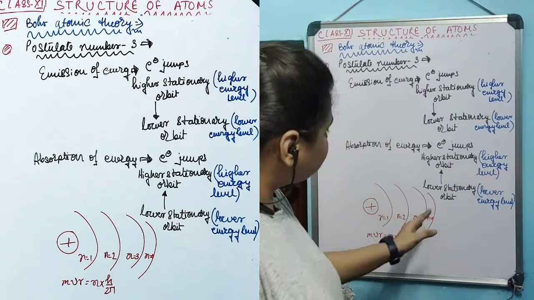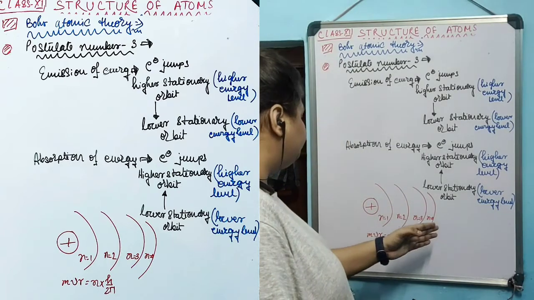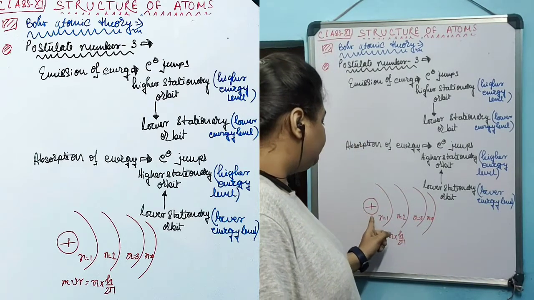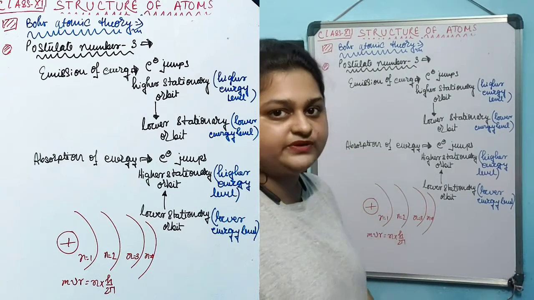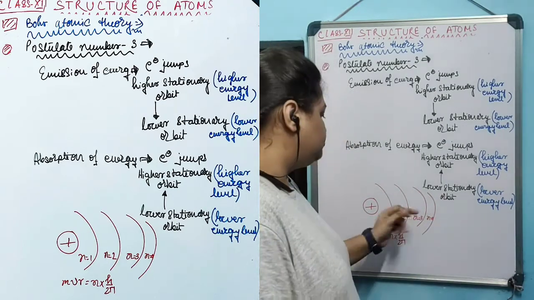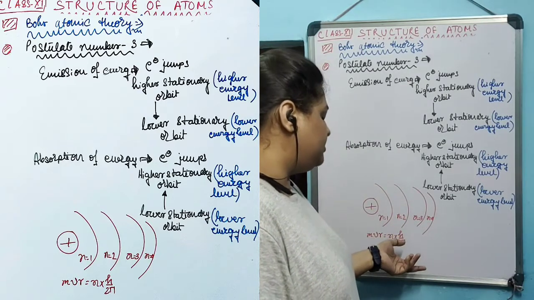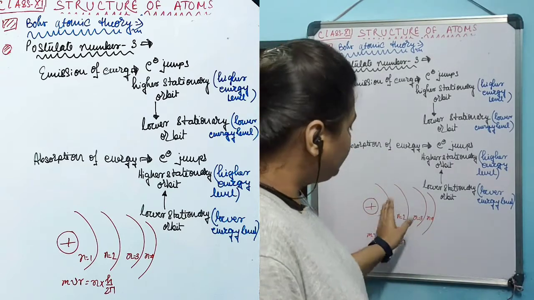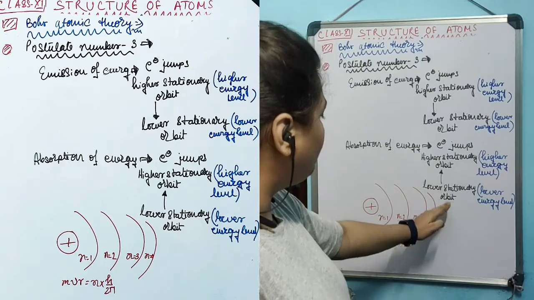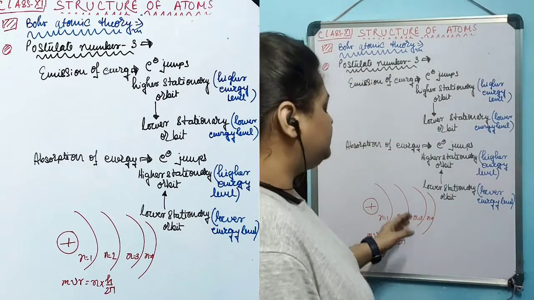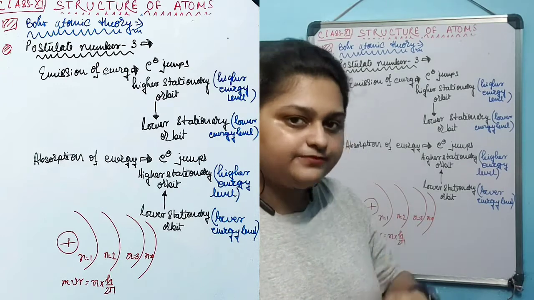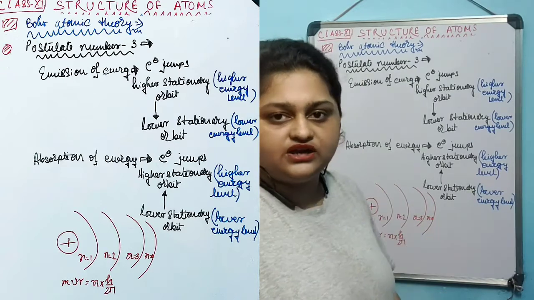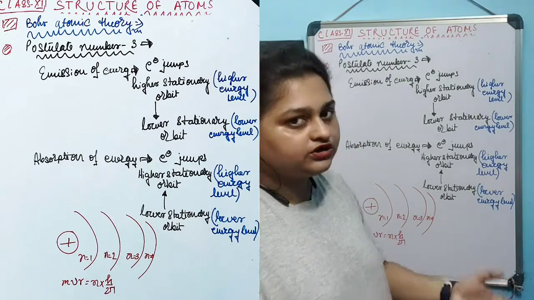Now the energy of each level increases with the increase in distance from the nucleus. Like the distance from the nucleus for the fourth orbit is maximum. That's why the energy for the fourth orbit is maximum compared to the third orbit, which has higher energy compared to the second one, which has higher energy compared to the first one. So when the electron is revolving in an individual permitted circular path, energy is not emitted or absorbed by the electron. But if the electron jumps from one energy level to another energy level, then absorption or emission occurs.